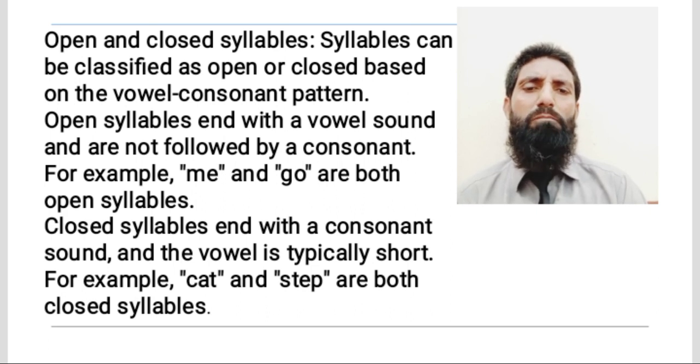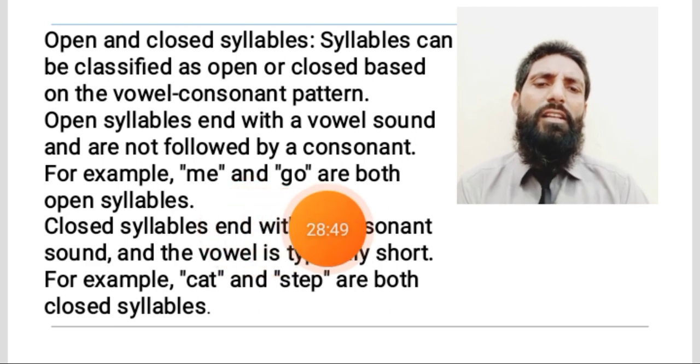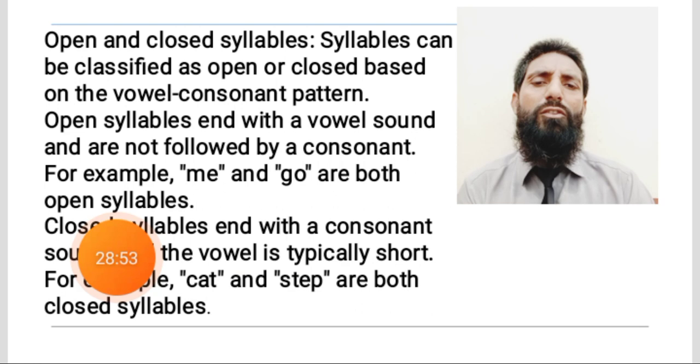For example, me and go are both open syllables because they end with a vowel sound. In me, E is a vowel, and in go, O is a vowel. So both are named open syllables.